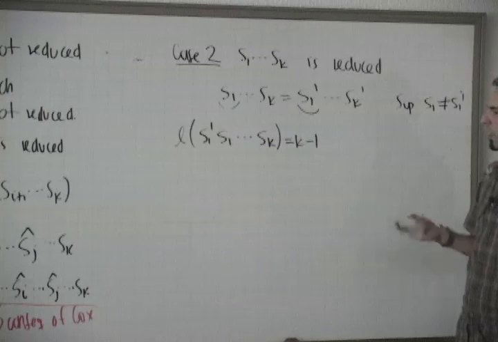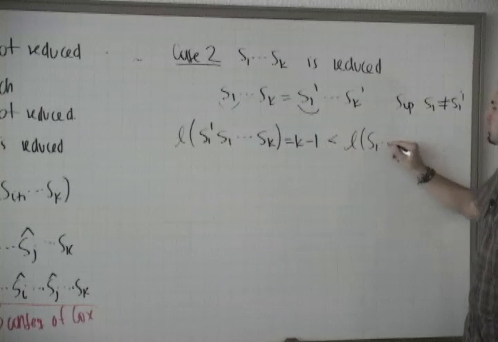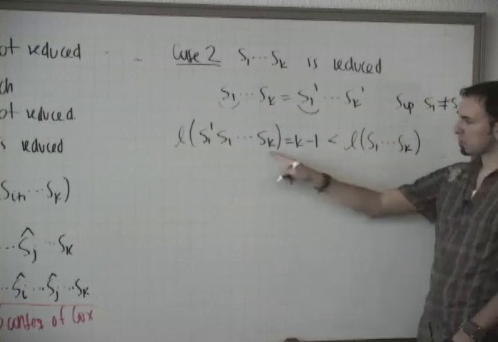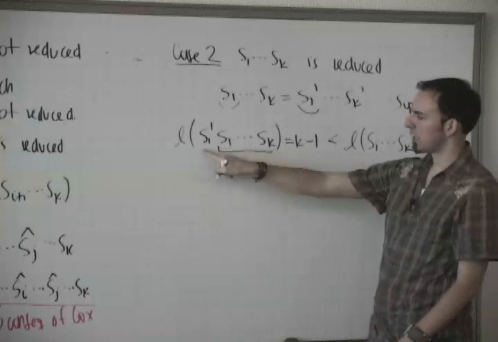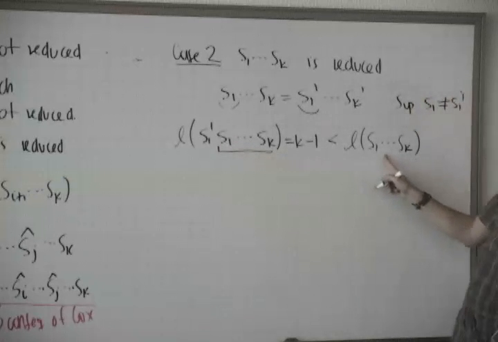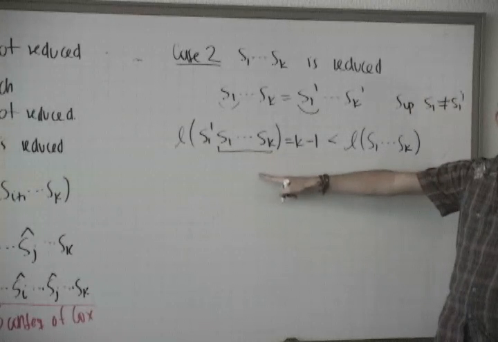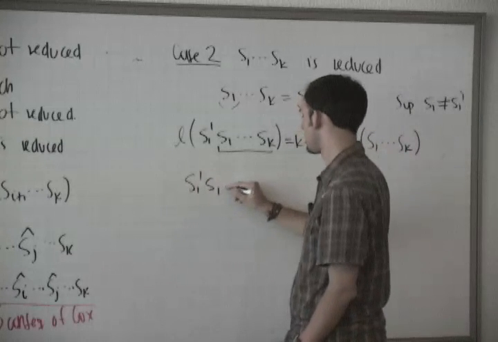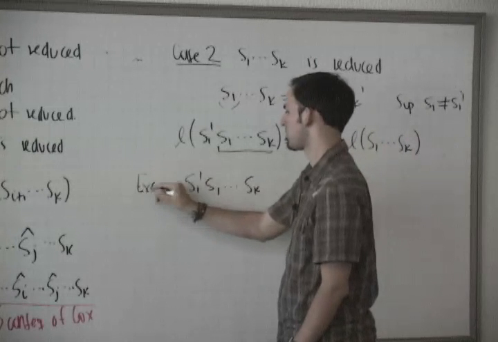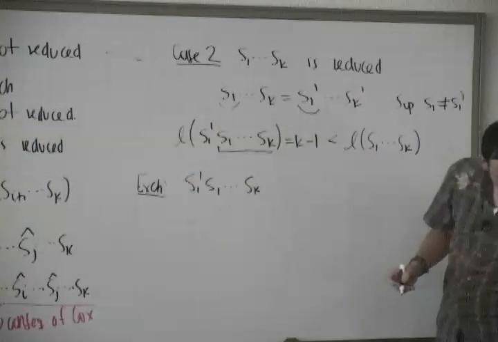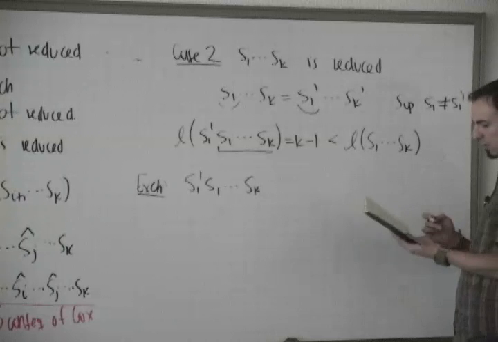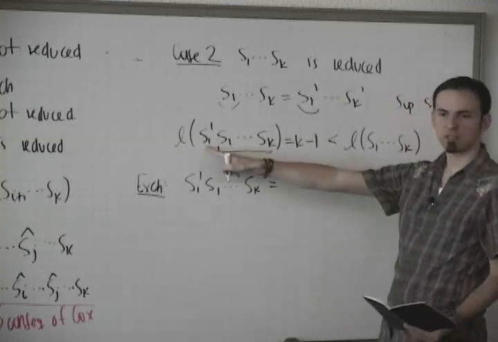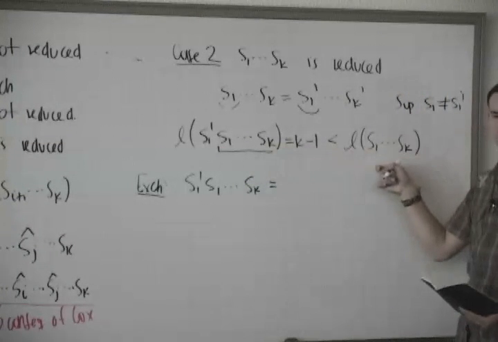Okay. And that means that this is smaller than the length of S1 up to Sk. And again, this is exactly the kind of thing that we want, because we want something that when we multiply it by a generator, we get something shorter. Then we can apply exchange. Exchange tells us, what does it tell us? It tells us that multiplying by S1 prime is the same thing as taking out one of the S's here.